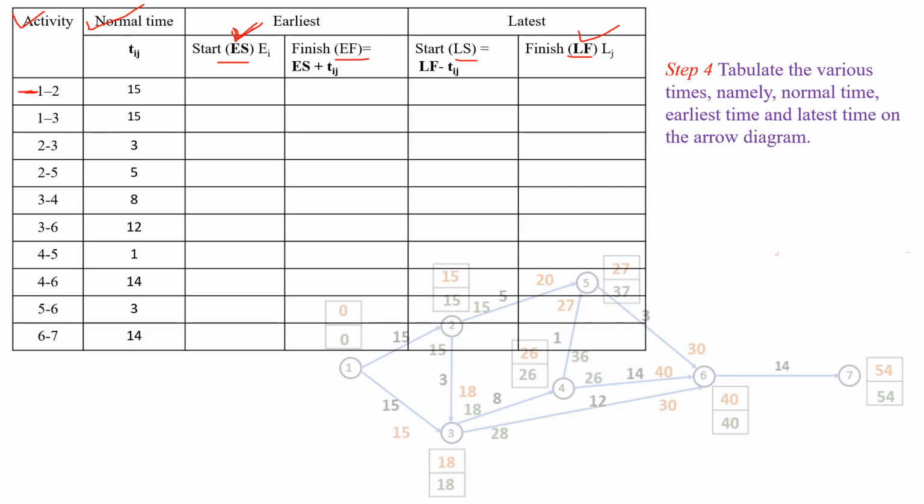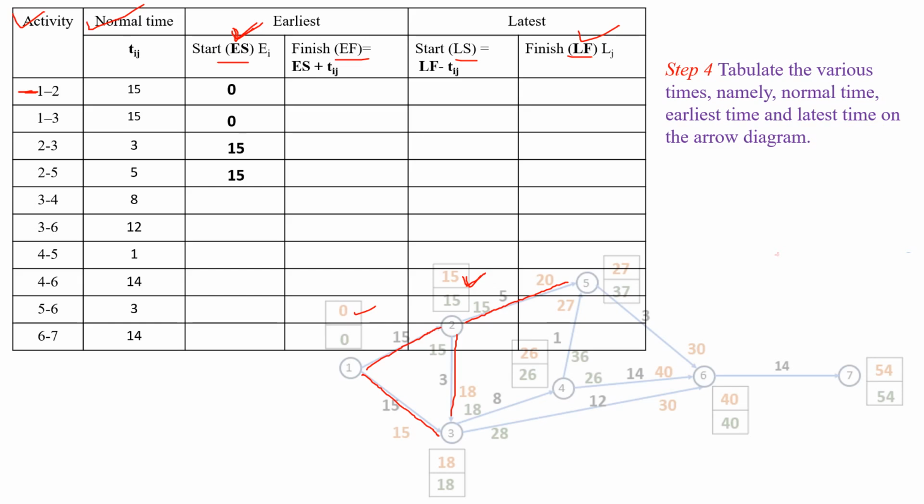First one is the activity 1 to 2. For activity 1 to 2, earliest start time is 0 at event 1. And next one is the activity 1 to 3. For activity 1 to 3, earliest start time is 0 at event 1. And next one is the activity 2 to 3. For activity 2 to 3, earliest start time is 15 at event 2. Next activity is 2 to 5. For activity 2 to 5, earliest start time is 15 at event 2.